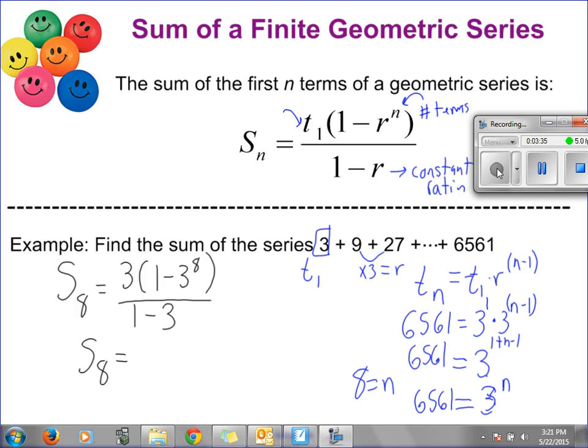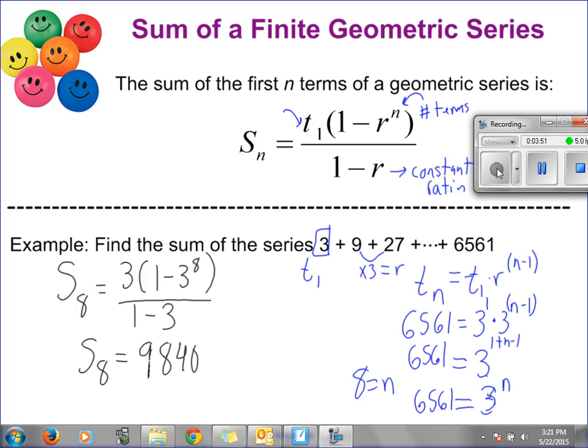Tossing this quickly into the calculator, we'll end up getting that s sub 8, the sum of the 8 terms in our finite series, is 9,840. All right, so that would be your sum.